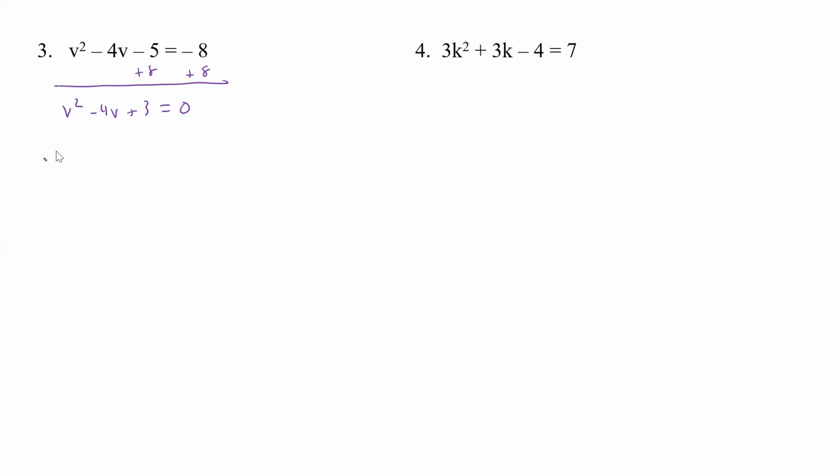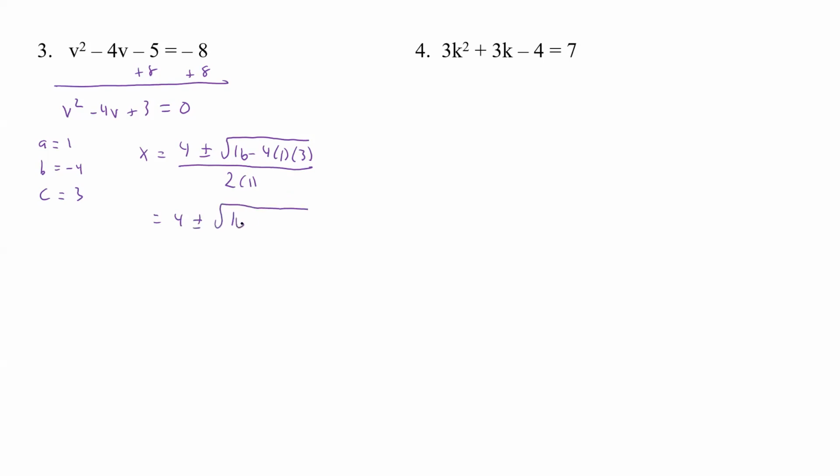So we're going to say a is equal to 1, b is equal to negative 4, and c equals 3. So we'll have x equals minus b, which is 4, plus or minus the square root of 4 squared, which is 16, minus 4 times a times c, all over 2 times 1. Okay, so we have 4 plus or minus the square root of 16 minus 12, over 2. And 16 minus 12 is 4, so we have the square root of 4, which is 2. So we have 4 plus or minus 2 over 2.